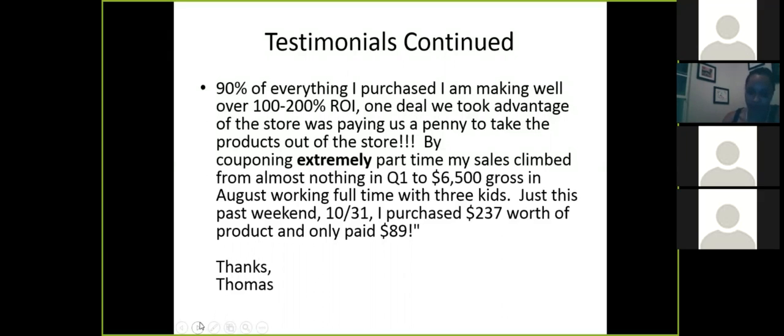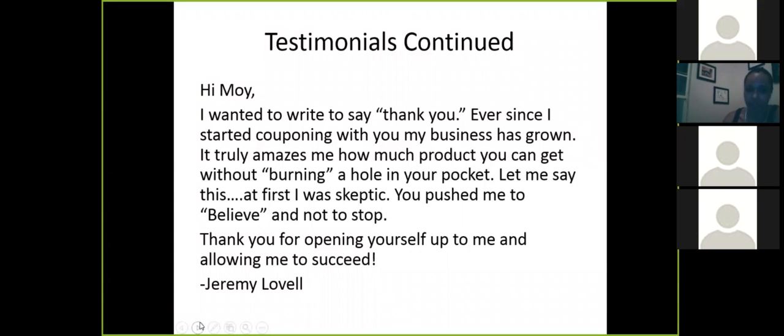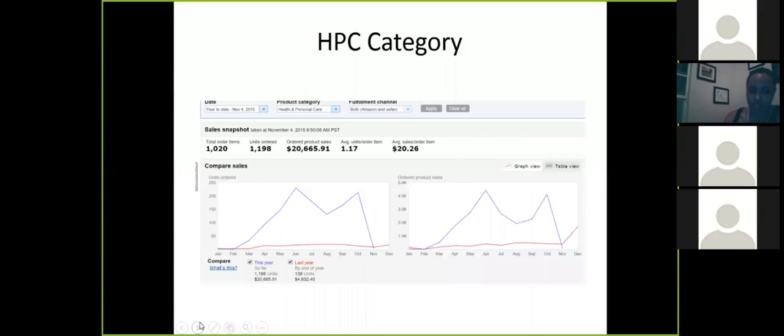A lot of the sales are recent because it's just ongoing. It never really stops. It's just that you have to have time to keep up with it. This is Jeremy. These are his screenshots. As you can see, the big M stands for Moy, which means I made Jeremy.